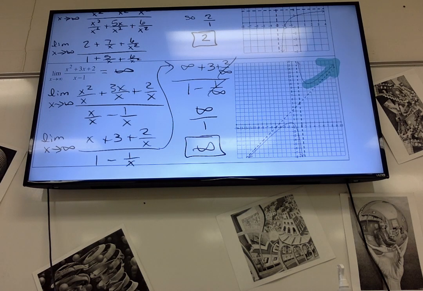That's why it's a slant asymptote if it's top heavy.